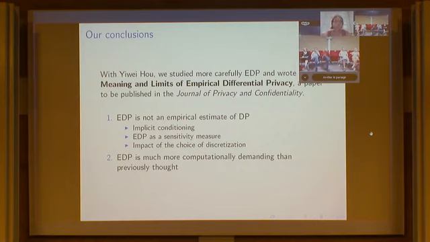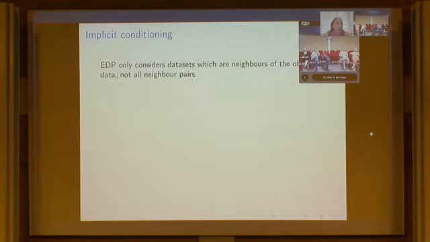Okay, so maybe I'll take 5-6 minutes to give you a few details about some of those, but it's all written in the paper. The first, the implicit conditioning, it's pretty clear that that's an issue because you don't look at all neighbor pairs, right? You only look at D and D minus I.